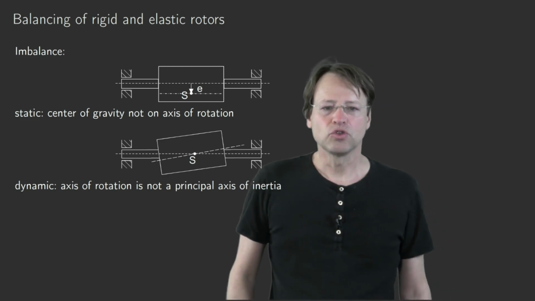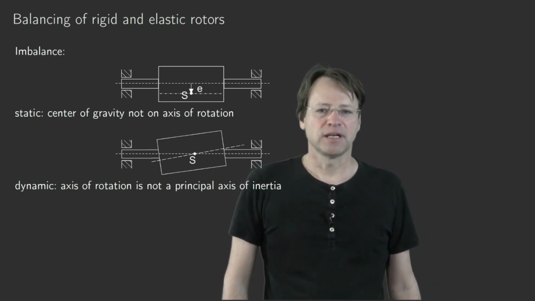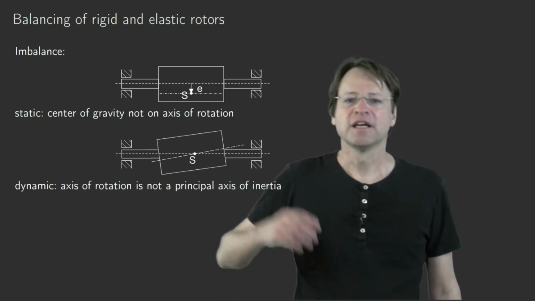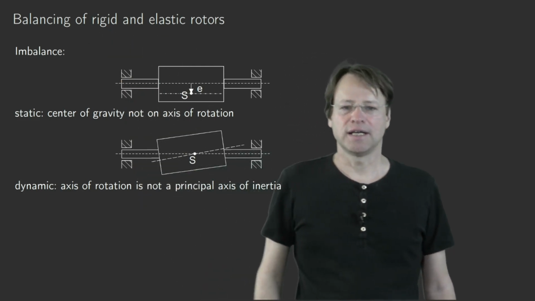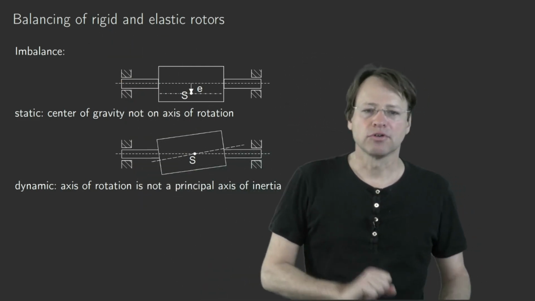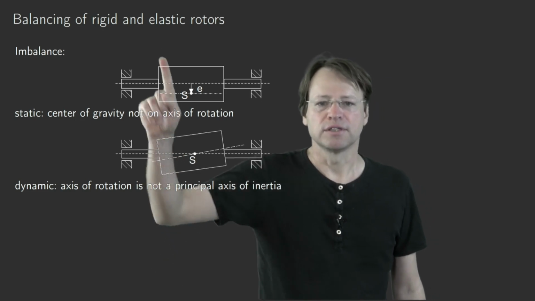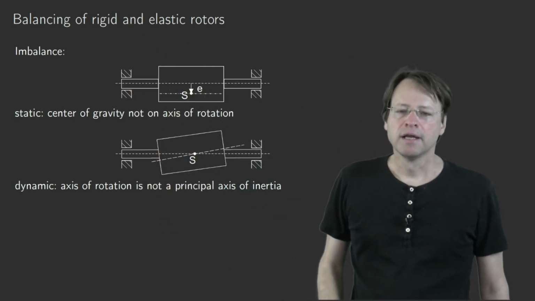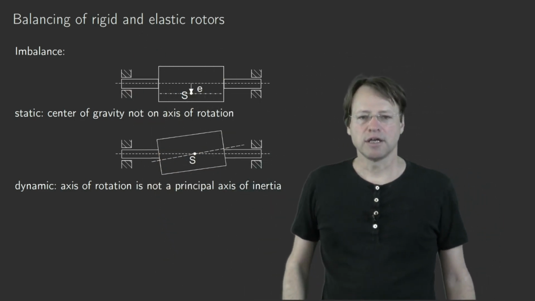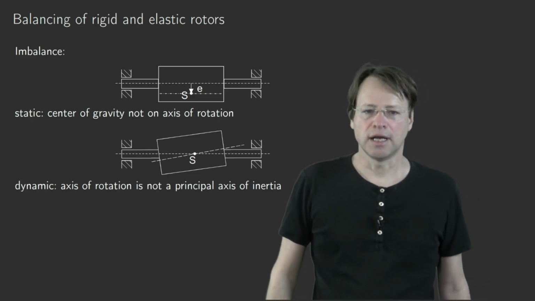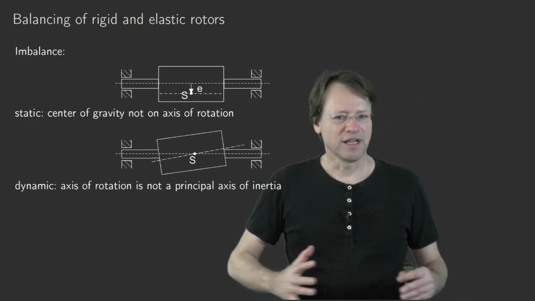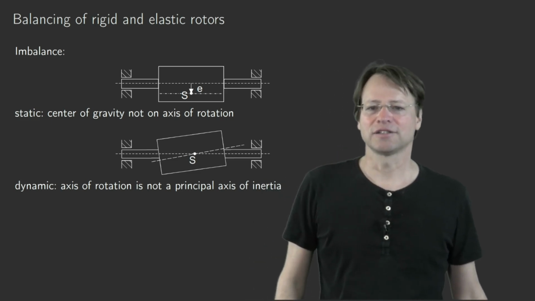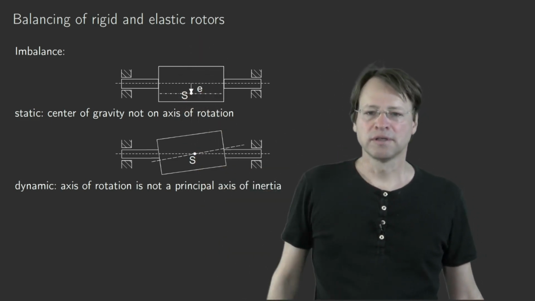Hello and welcome to a new chapter in machine dynamics. This chapter is entitled Balancing of Rigid and Elastic Rotors, and most of the chapter will deal with rigid rotors only. So an imbalance has already been studied in the last chapter, and I would say studied in depth in that last chapter for elastic rotors.